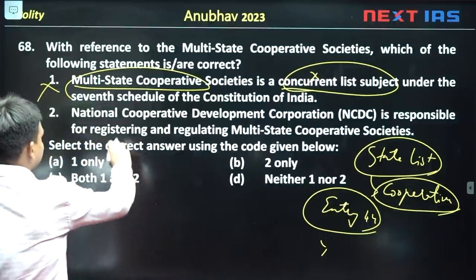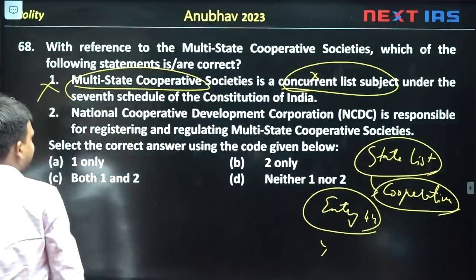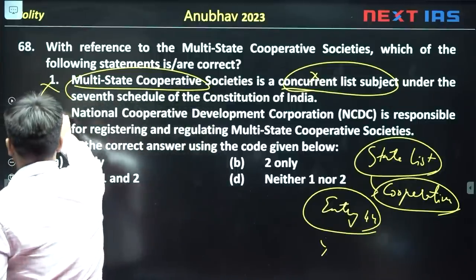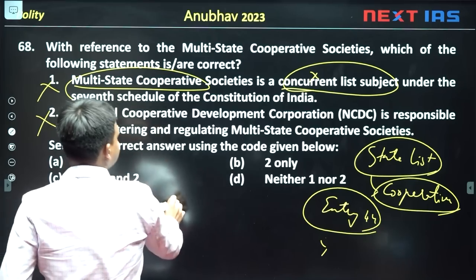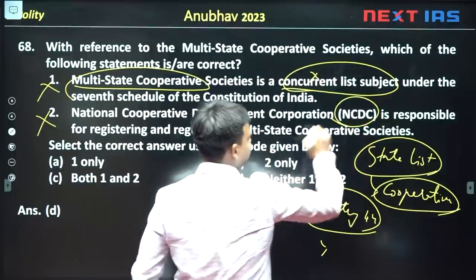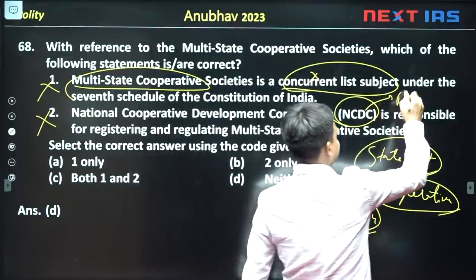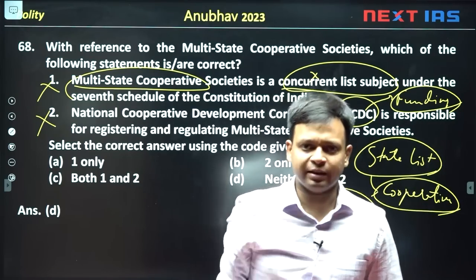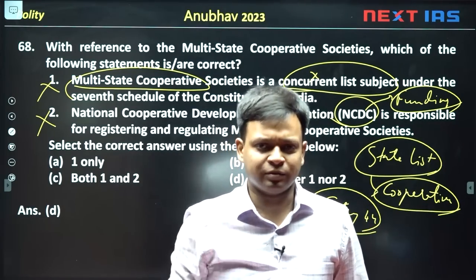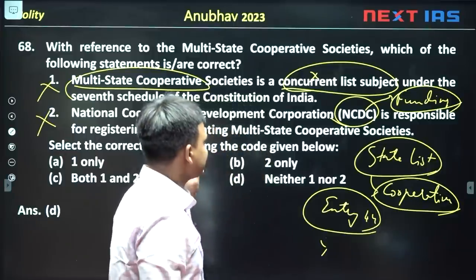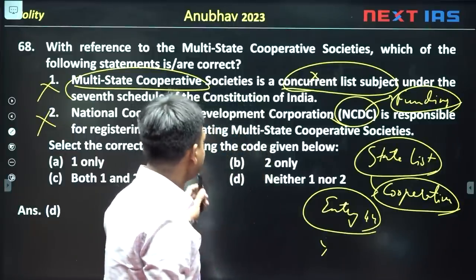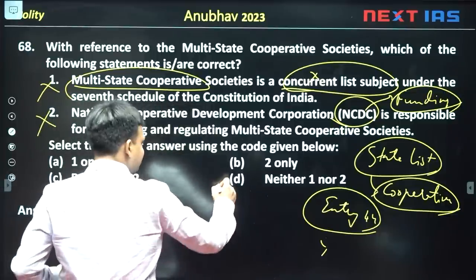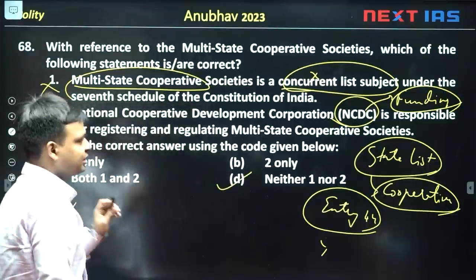Then, National Cooperative Development Corporation is responsible for registering and regulating multi-state cooperative societies. This also is an incorrect statement. The NCDC, the National Cooperative Development Corporation, is for funding cooperatives and giving economic support to them. It is not for registration. For that there is a registrar, a separate body, the Registrar General of Cooperatives. So NCDC is responsible for funding of cooperatives, not for regulating them. So this statement again comes out to be incorrect. So the answer is D. Both these statements are incorrect.